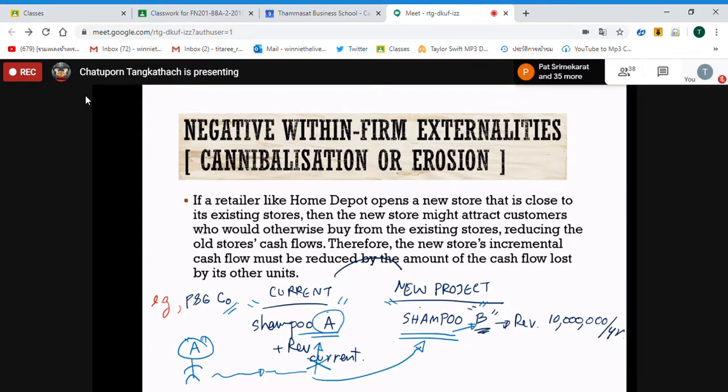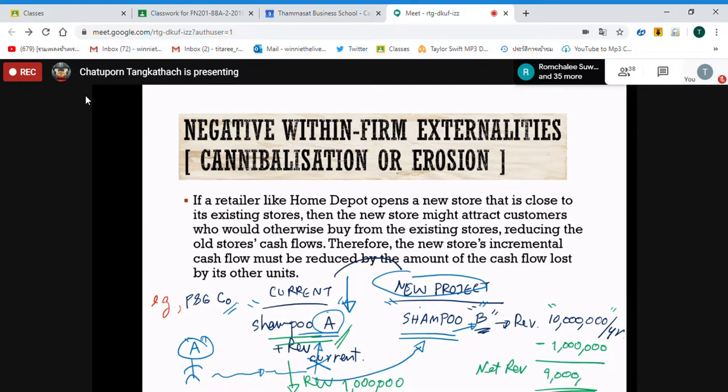So you see the situation, right? When the firm launches the new project, it will make the current revenue of the project that we already invested in go down. In this case, if I assume that the 10 million revenue from the new project also cannibalizes or eats up the revenue from shampoo A, in other words it reduces revenue from shampoo A by, let's say, 1 million, then we need to put this in as cannibalization or negative externality. The revenue that we put in our project estimation for shampoo B is not 10 million, but 10 million minus 1 million, the reduction in current shampoo A revenue. So the net revenue that you need to put into your cash flow estimation is only 9 million. This is how we do it.